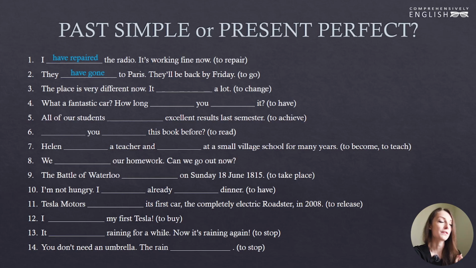The place is very different now. It has changed a lot. We have a result in the present. The place is very different now. It's a result. What a fantastic car! How long have you had it? You remember we use how long with the present perfect simple or the present perfect progressive to speak about some period of time which hasn't finished yet. So I still have this car and somebody asks me, how long have you had it?